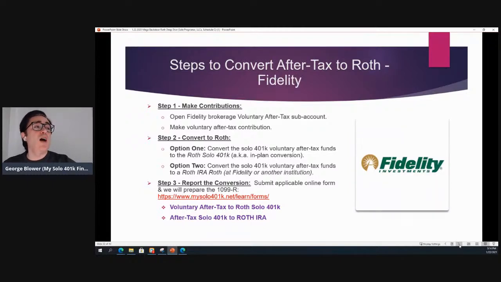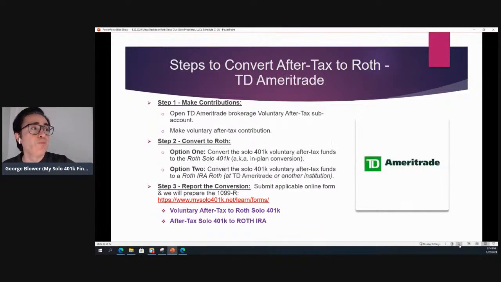Fidelity, it's a very similar process. You have the brokerage account for your after-tax money at Fidelity. You deposit the contributions into that brokerage account. You convert it either to the Roth solo 401k or a Roth IRA. And then you let us know about that conversion so that we can gather the information that's needed to generate the 1099-R. Again, clicking on Learn, then Forms, and then clicking on the applicable form.